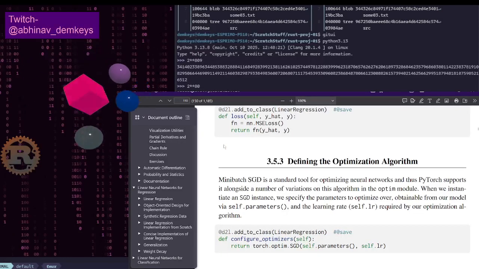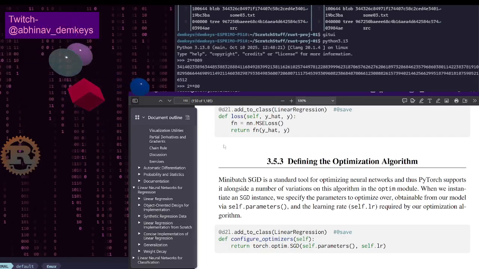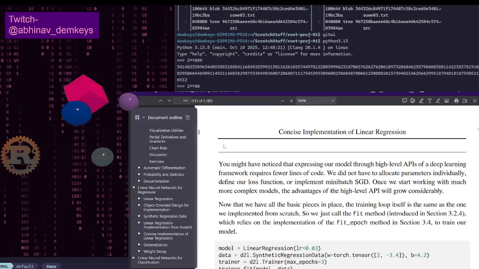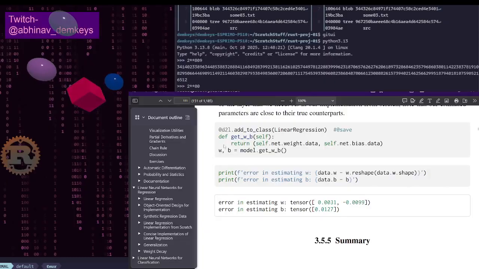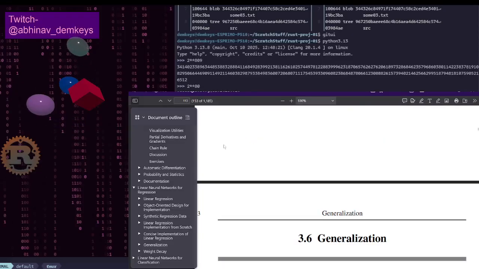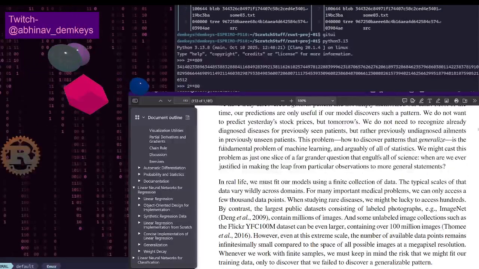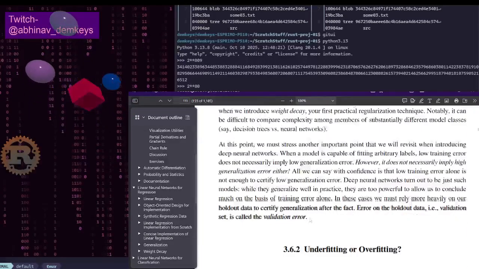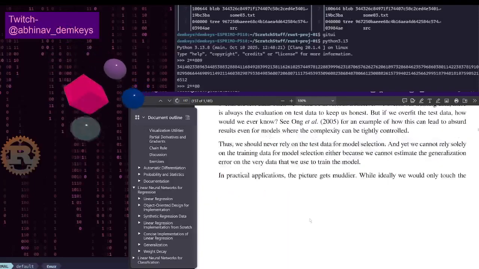Okay, defining a loss function. Mini batch SGD is a standard tool, which PyTorch supports. Okay, cool. Training. Okay. All right. Hold on. We're going to generalization. Okay, weight decay.